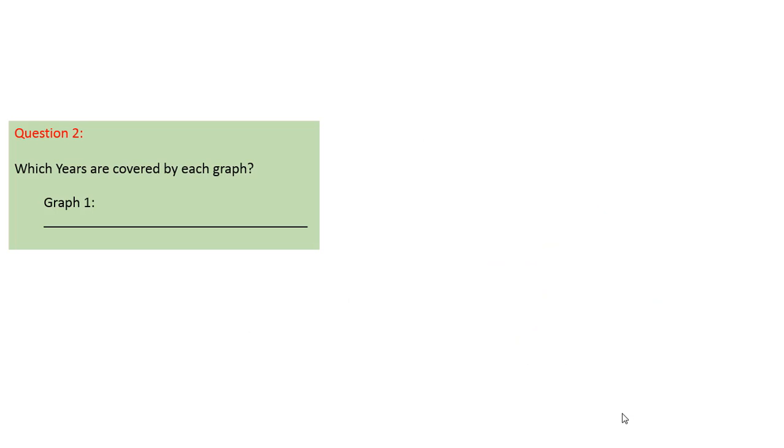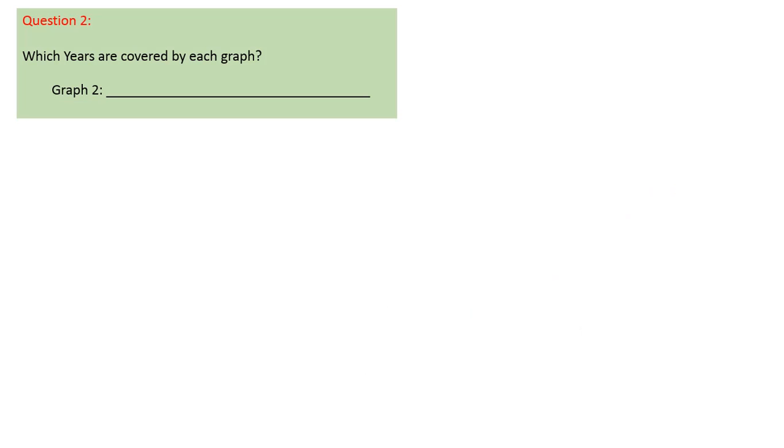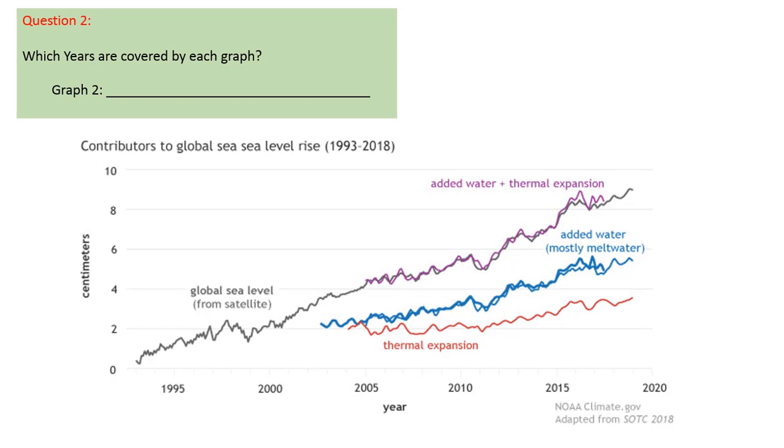Question 2, which years are covered by each graph? So here's our graph, and so the years you can see right there on the bottom. Which years are covered by each graph? So graph 2, again the years are at the bottom.